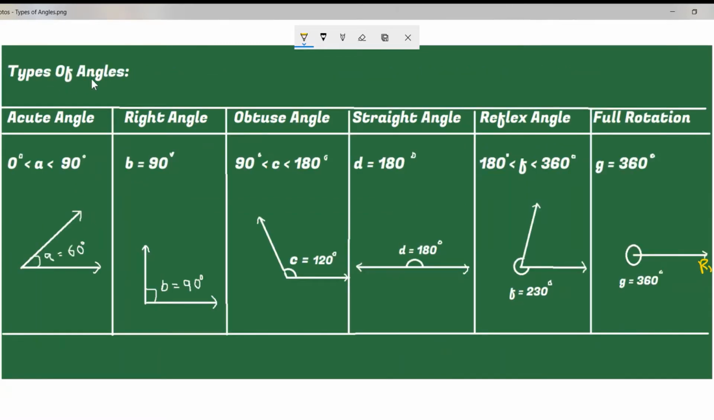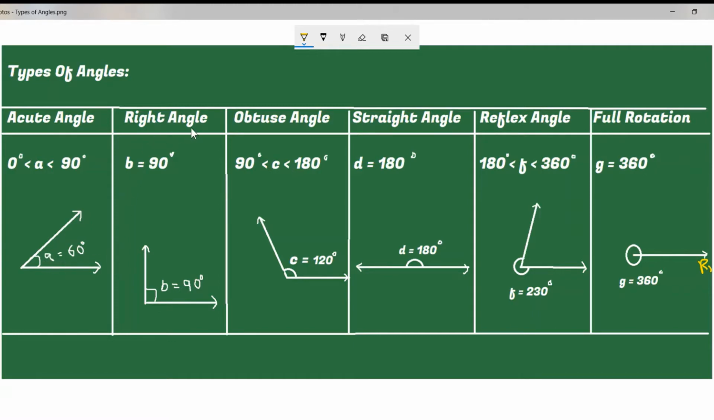Types of angles. First one is acute angle. Acute angle measurement would be greater than 0 degrees and lesser than 90 degrees. Here I have taken angle A which is equivalent to 60 degrees. 60 is lesser than 90 and greater than 0. So angle A is an acute angle.